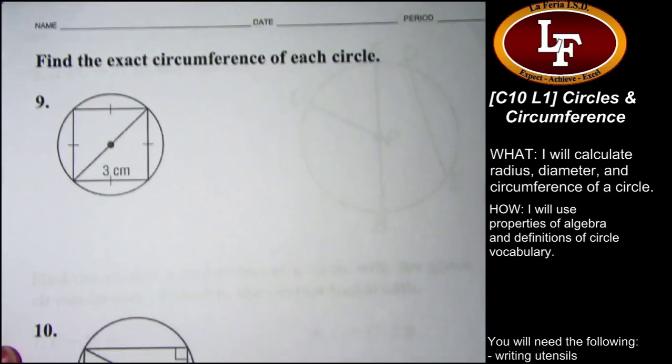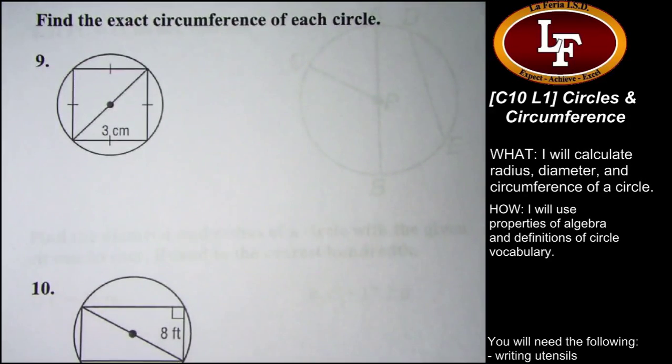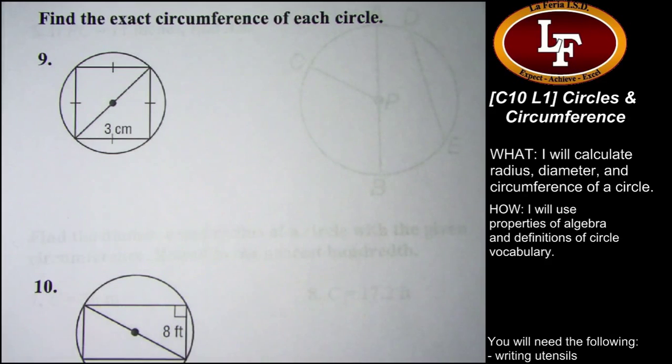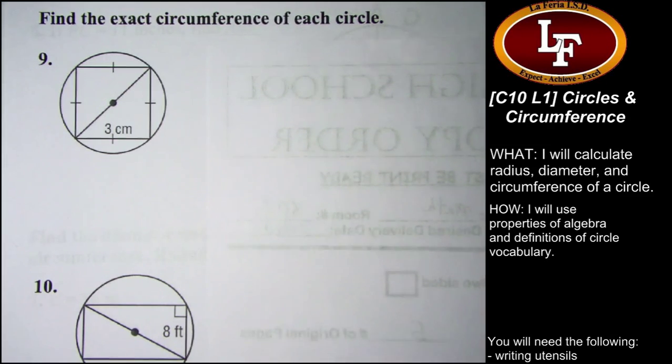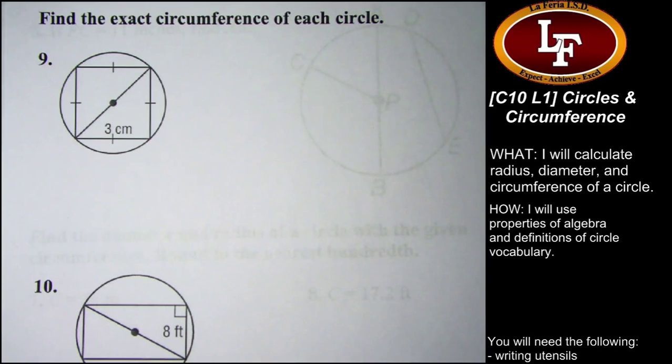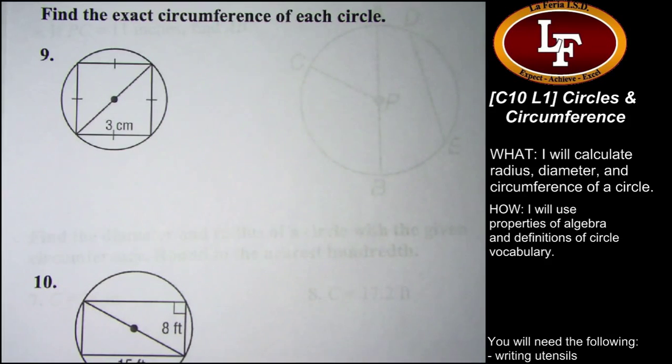All right, question number 9 and 10, they want the exact circumference. If you've already watched that walkthrough video, you will know that what we mean by exact circumference is that it needs to keep the value pi involved. So please make sure that when you do that particular item, that you make sure that you keep the value of pi in there. Okay?